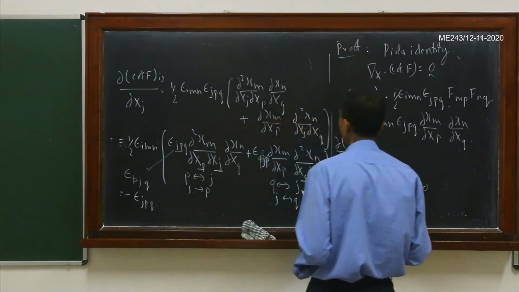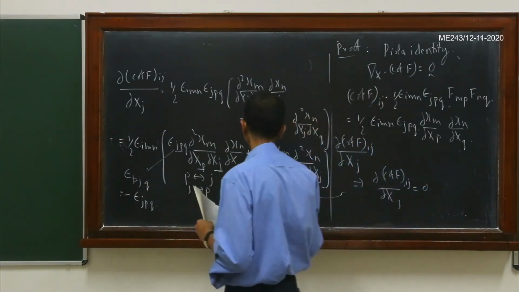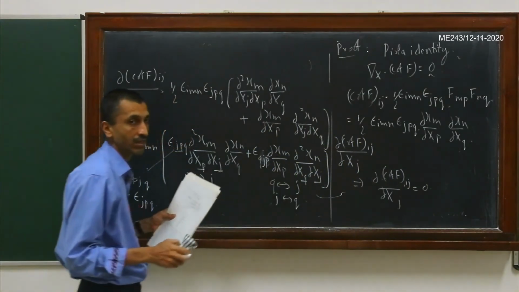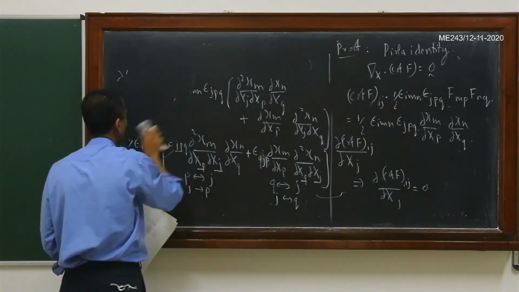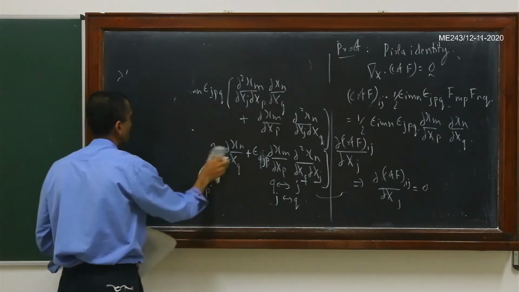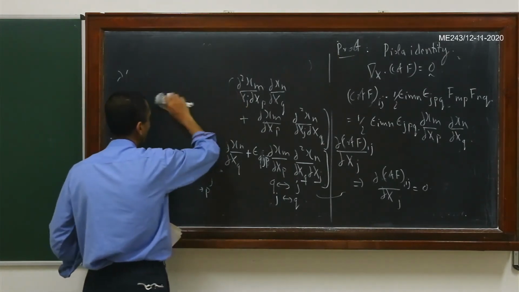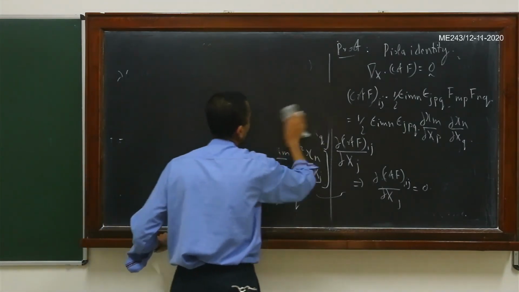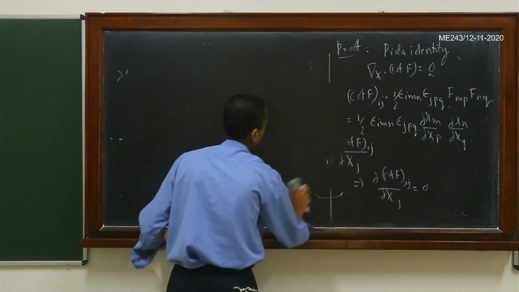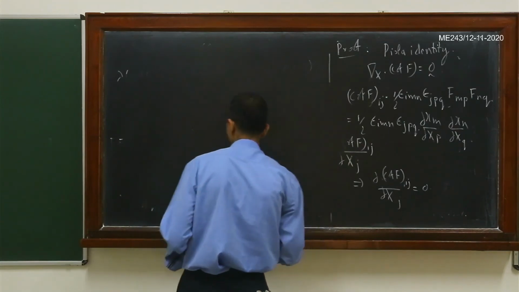Now, using the pure identity, we will prove the relation between the divergences of the tensors that are defined on the reference configuration and on the deformed configuration, the t and the tau, whatever we had written earlier. So let us look at that now. So let us do that.